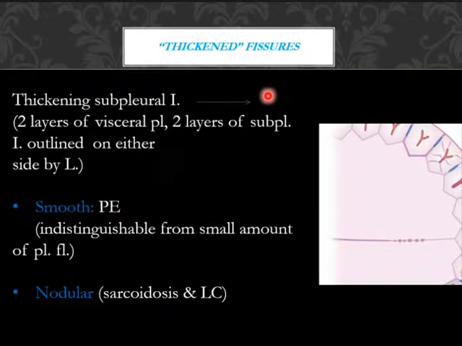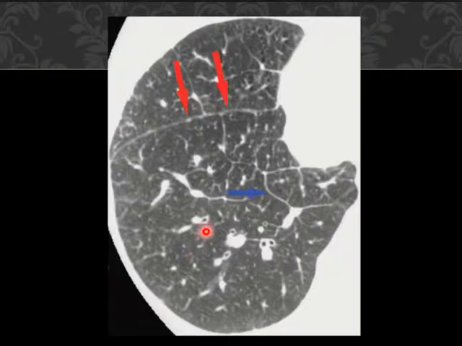Another sign is thickened fissure. It is due to thickening of the subpleural interstitium, and because fissures are 2 layers of visceral pleura, they contain 2 subpleural interstitium outlined on either side by air. They are either smooth in the case of pulmonary edema, or nodular in the case of sarcoidosis and lymphangitis carcinomatosa. This is a case of thickened interlobular fissure.